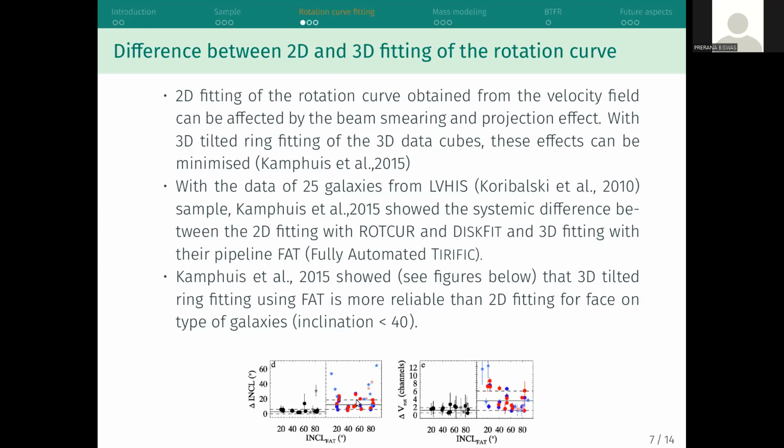and the inclination offset results in a velocity offset, which here you can see is around 4 channels, and their channel width is 4 km per second, which results in almost 16 km per second offset in the observed V rotation of the galaxies in the 2D and 3D fitting. Okay, so this proves the importance of doing this study with the 3D kinematical data.